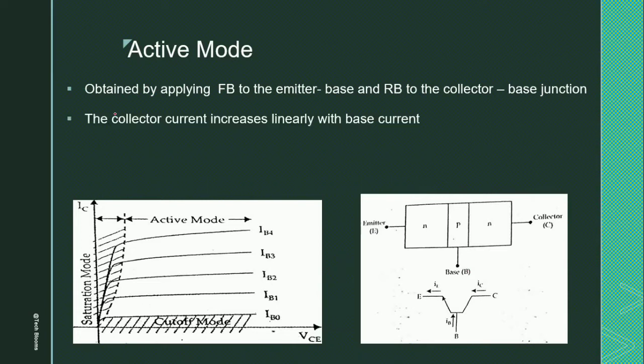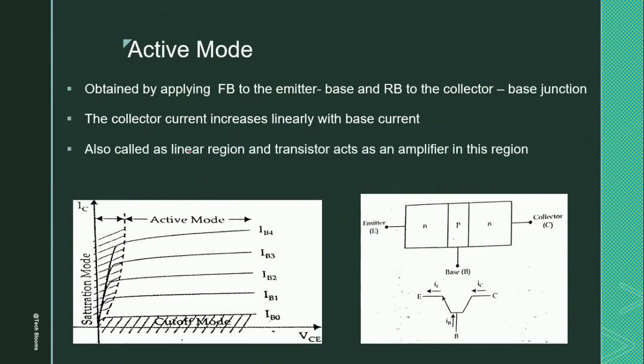As a result, the collector current increases linearly with the base current. This region is also called the linear region, and the transistor acts as an amplifier in this region. So amplification of the transistor usually takes place in this active mode. And here the transistor offers a dynamic resistance, that is, it offers a finite resistance between the emitter and the collector region.